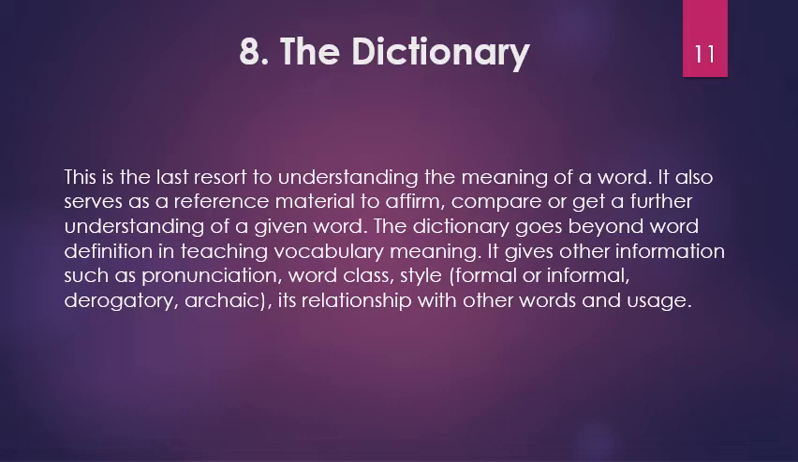Sometimes the dictionary tells us whether a particular word has a formal style or an informal style, whether the word is archaic, whether it is derogatory, among others. And the dictionary also provides the relationship of a word with other words in usage. For example, sometimes you can see how words appear in sentences.